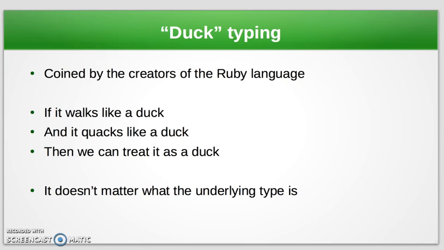So we don't really care what the underlying type is. We can treat it as an object of type interface, in other words, the name of the interface. So if it's a gas appliance, we can say this is a gas appliance because it implements the gas appliance interface. We don't care about anything else.